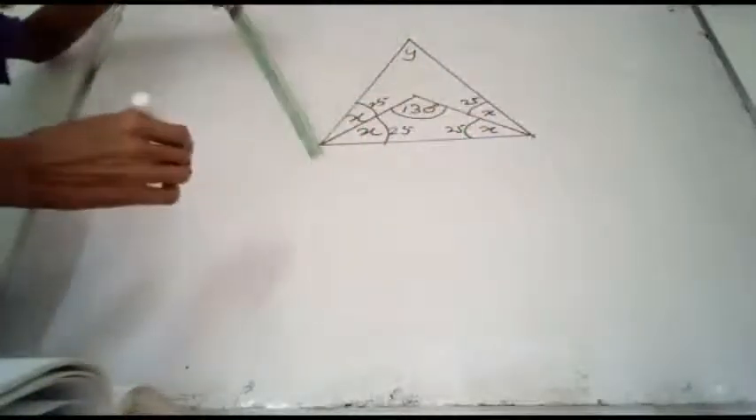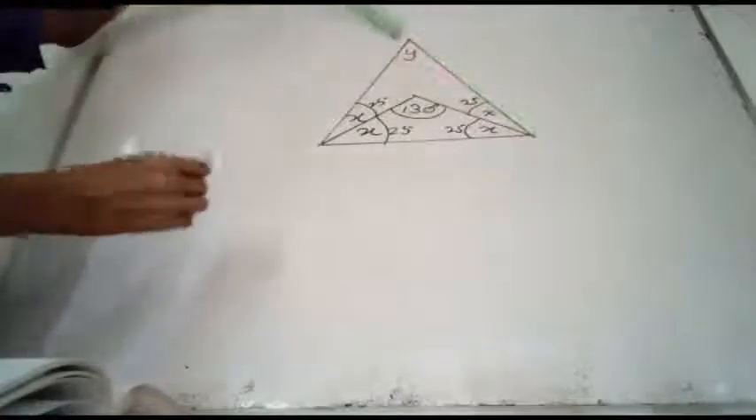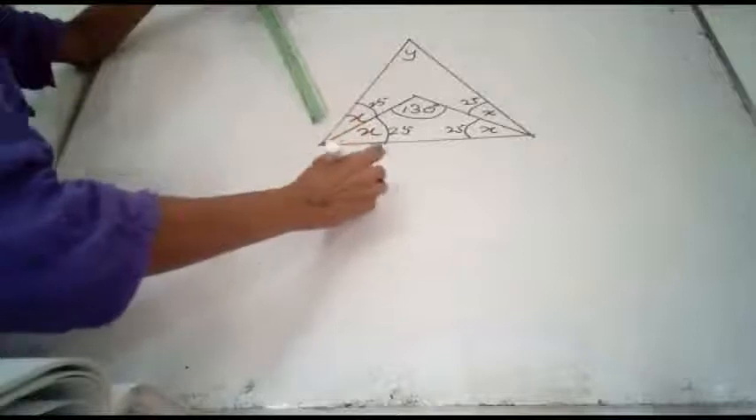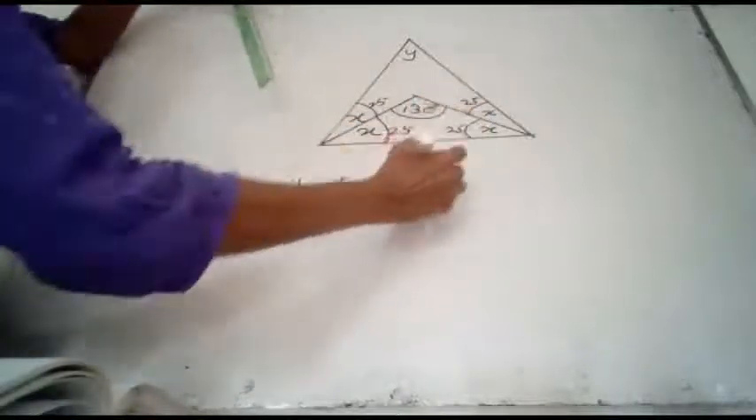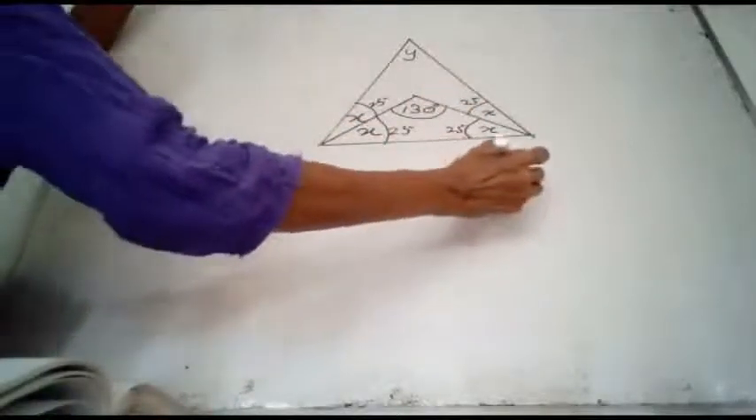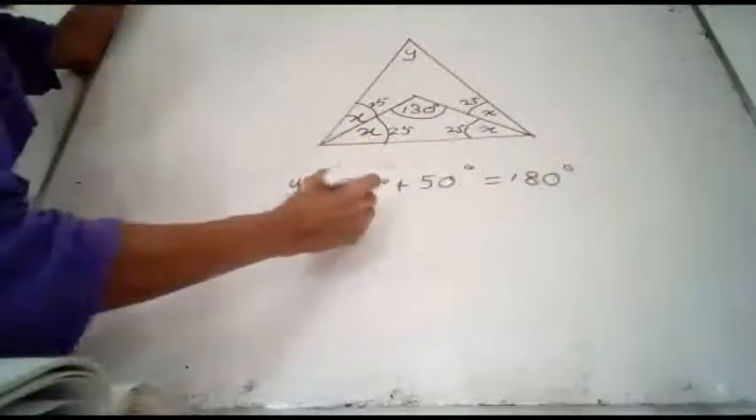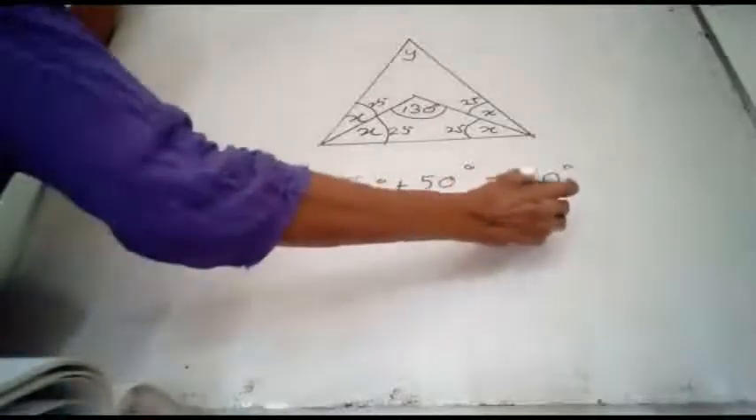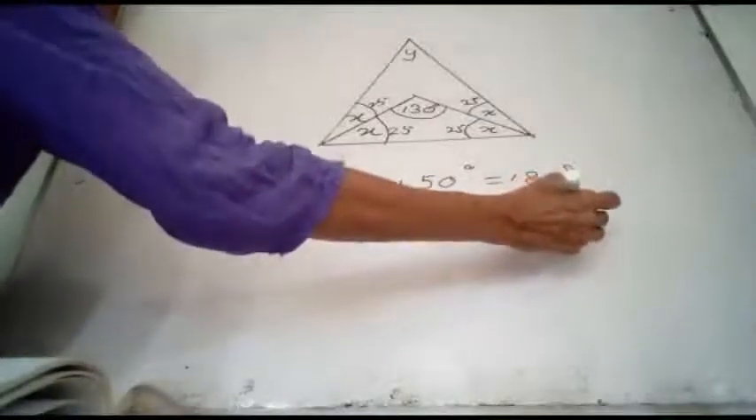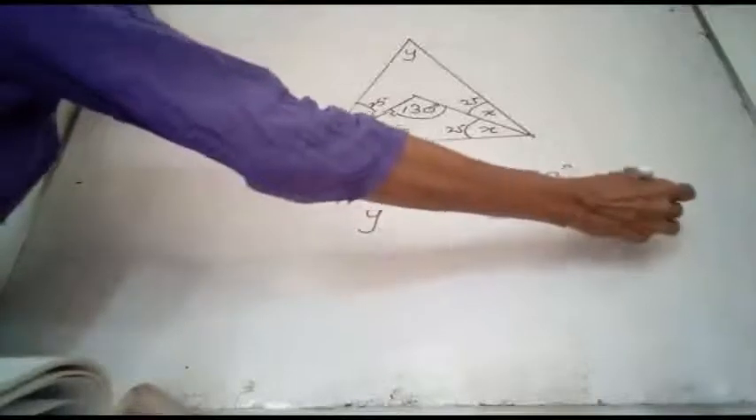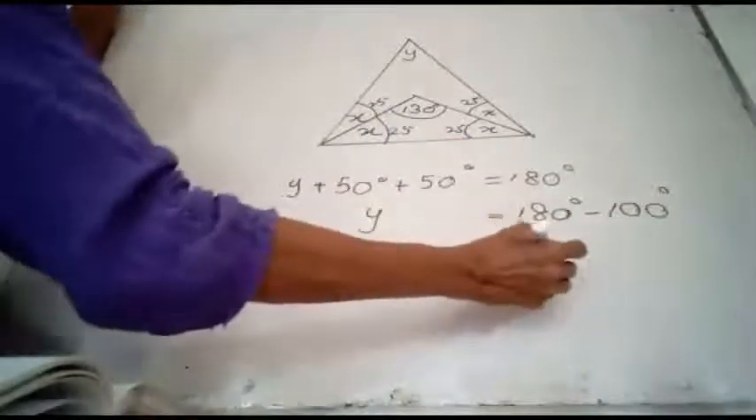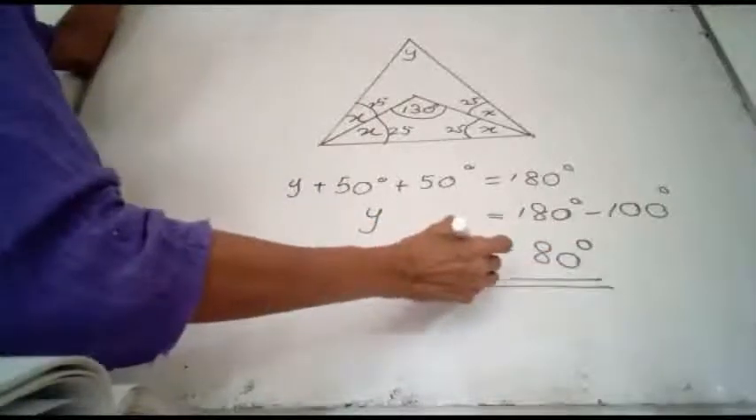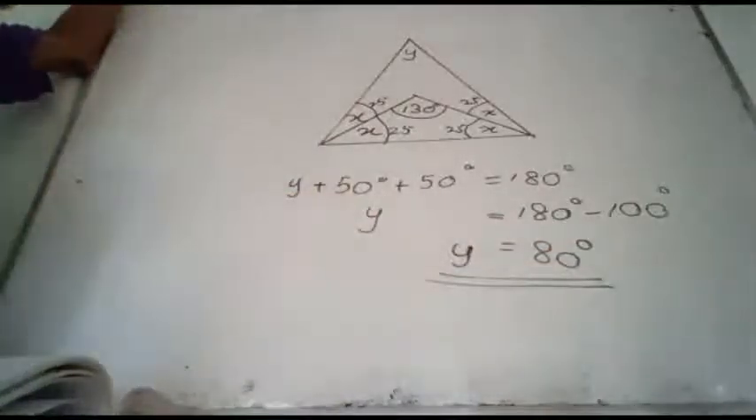Here, now this is a large triangle. y plus 2x is 50, plus 50 is equal to 180 degrees. 50 plus 50 is 100. y is equal to 180 subtract 100, equal to 80 degrees. y is equal to 80 degrees.